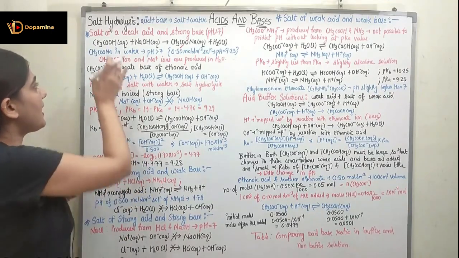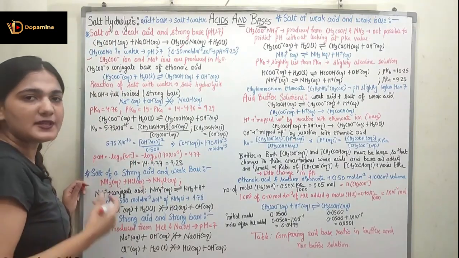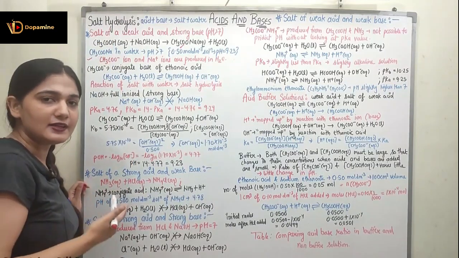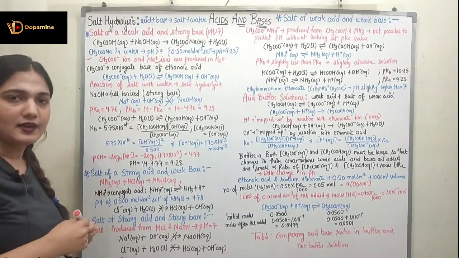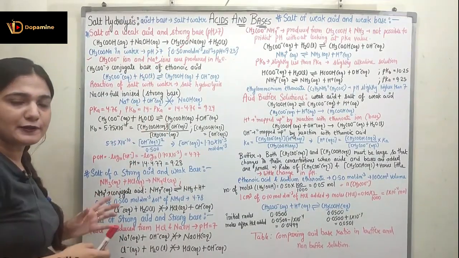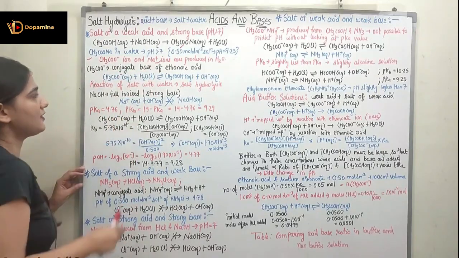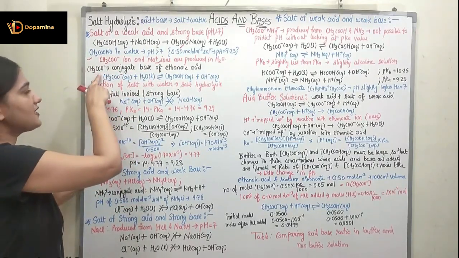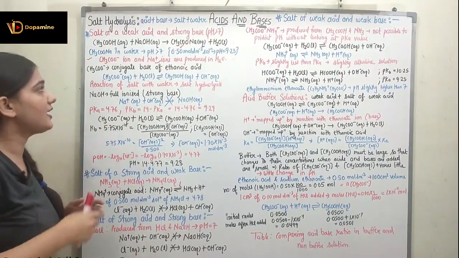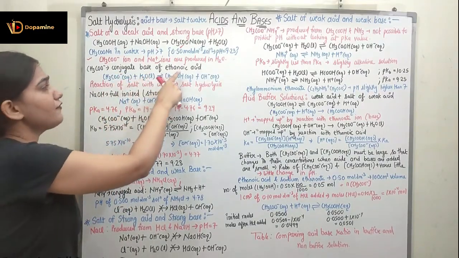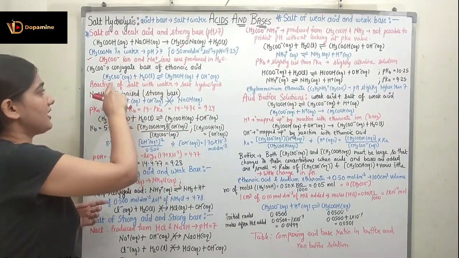What happens when I put CH3COONa in water? It is a polar molecule and it dissociates in water to form CH3COO negative ions and Na positive ions. Now, CH3COO negative is a conjugate base, the conjugate base of ethanoic acid. How am I going to confirm it? With the help of this reaction.